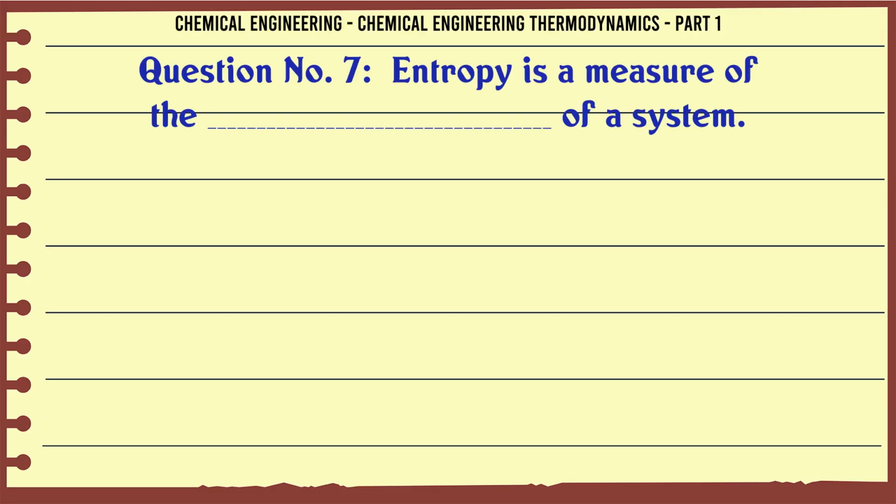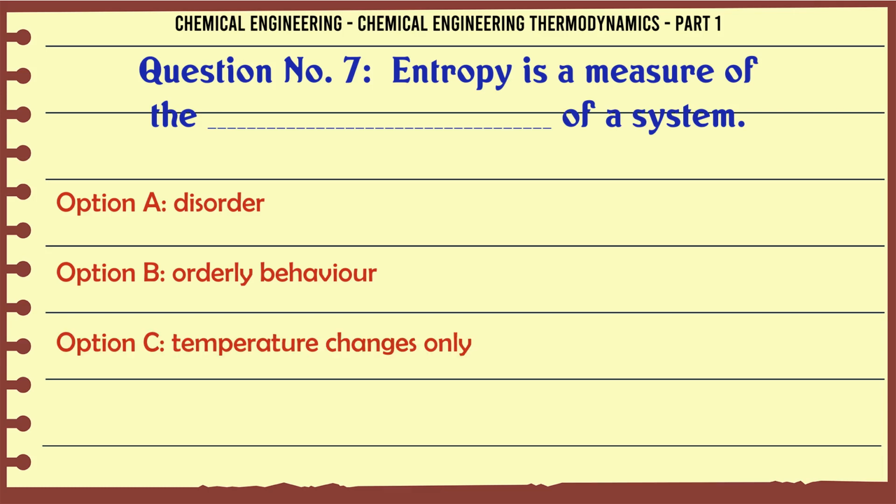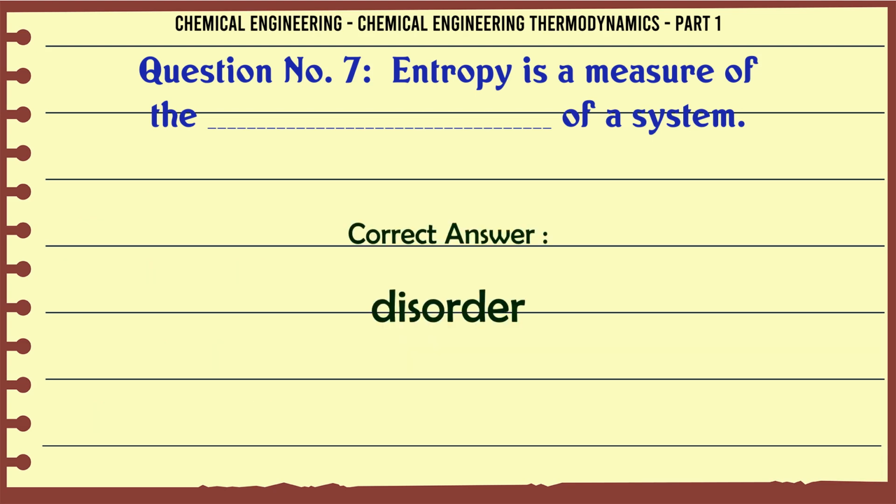Entropy is a measure of the ___ of a system. A. Disorder, B. Orderly behavior, C. Temperature changes only, D. None of these. The correct answer is disorder.